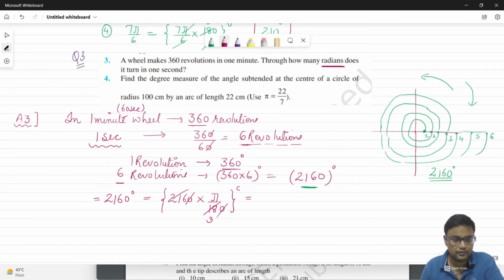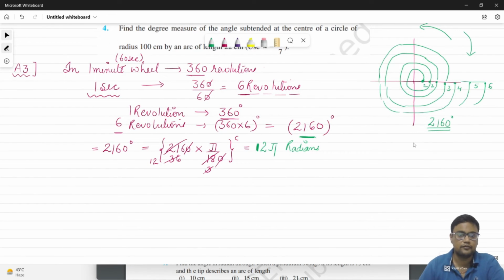6 3s are 18 and 3 6s are 36. Again 12, this cancels out 12 times. So 12 pi, sorry, I have used equals to 2 times. So the answer is 12 pi radians. So this is how children we will do this question. A simple question but a tricky one. Now let us do one more, the fourth.